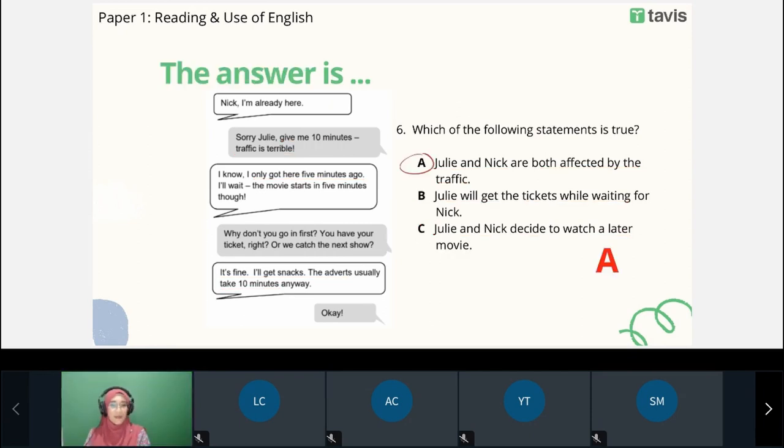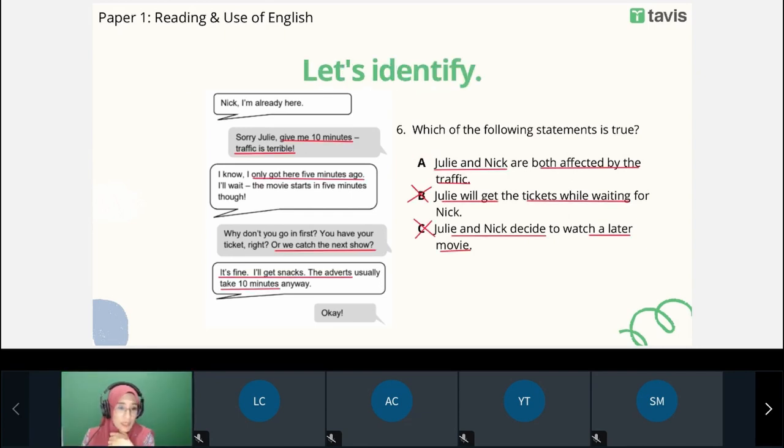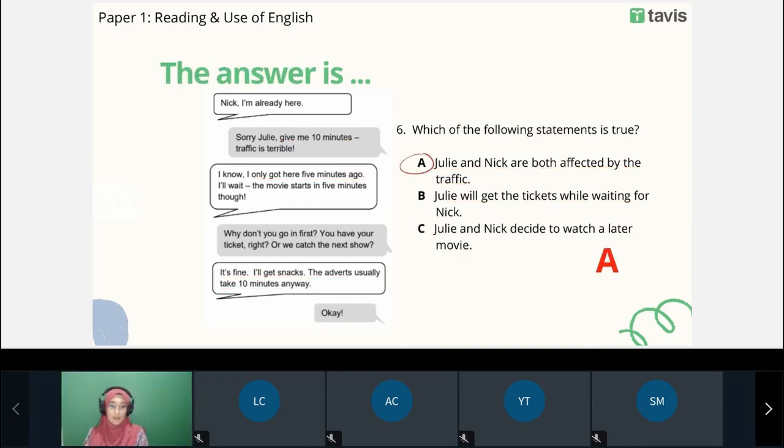A. Okay, so if you got A, well done to you. Why A, Miss? Okay, because we already highlighted here: give me 10 minutes, traffic is terrible. So you can see that Nick is late for 10 minutes and Julie is late as well. She just got here 5 minutes ago. So now we know that they are both affected by the traffic.